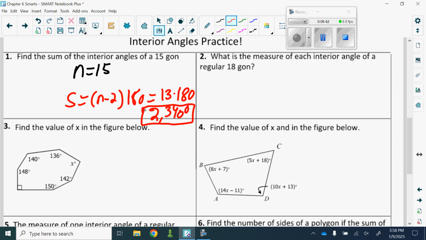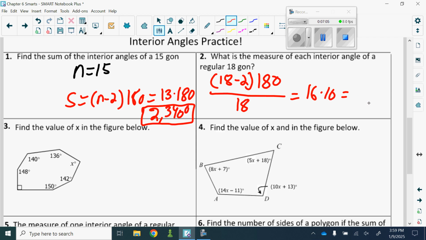Okay, what is the measure of each interior angle of a regular 18-gon? We can use the formula given. So we're going to take 18, subtract 2, multiply by 180, then divide by our amount of sides, which is 18 in this case. And this is going to go to 16 times 10, because 180 divided by 18 is 10. You can also just put this on the calculator. I just don't have one handy right now. 160 degrees.